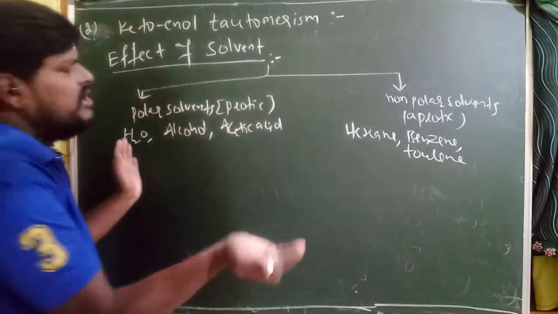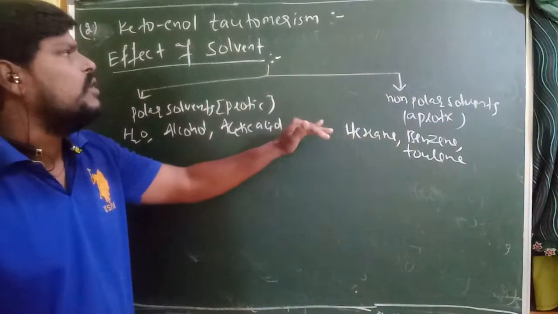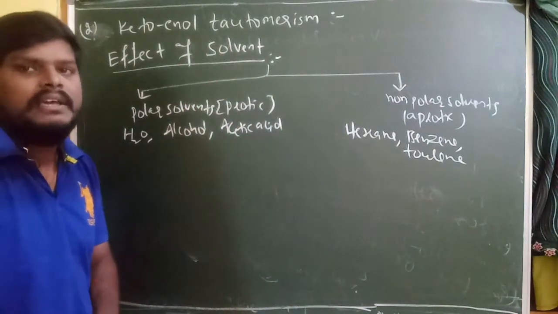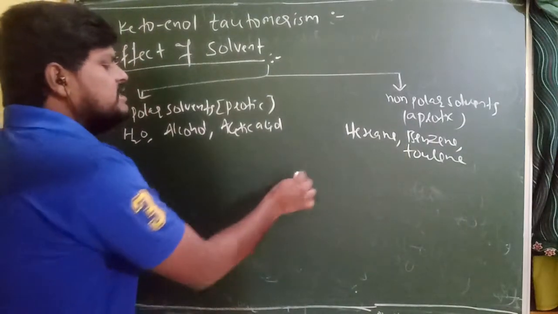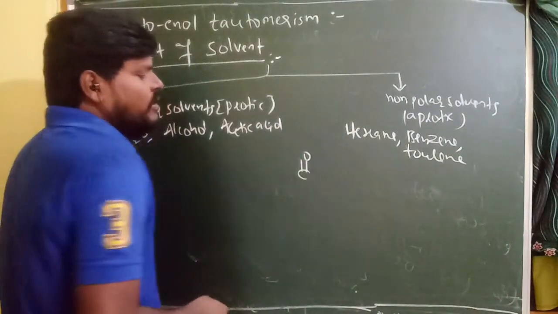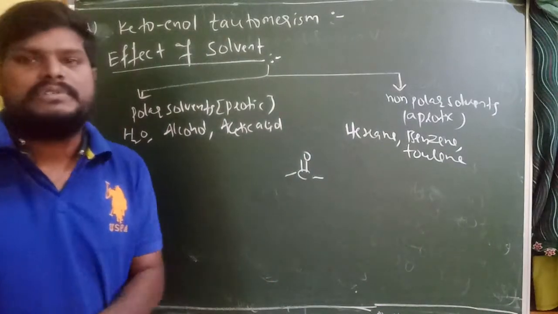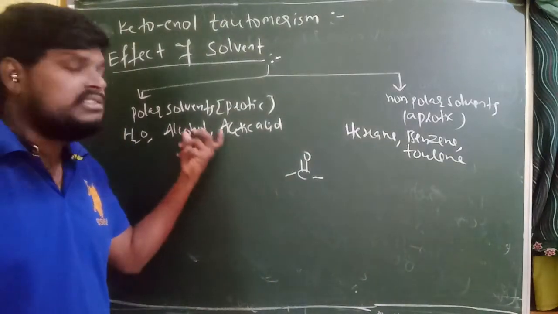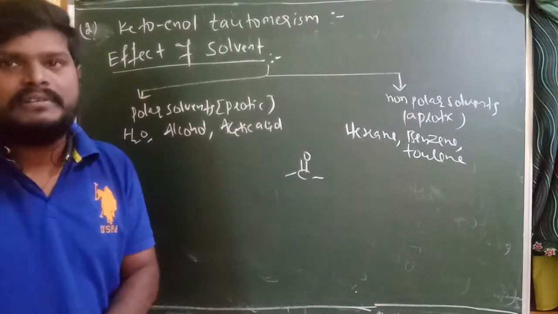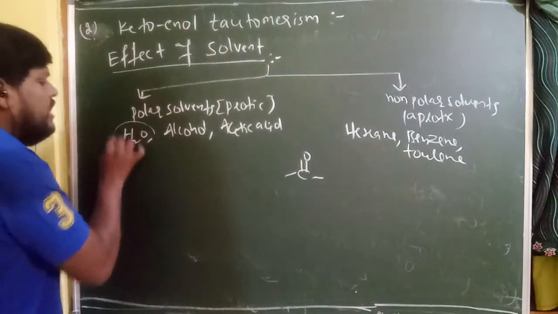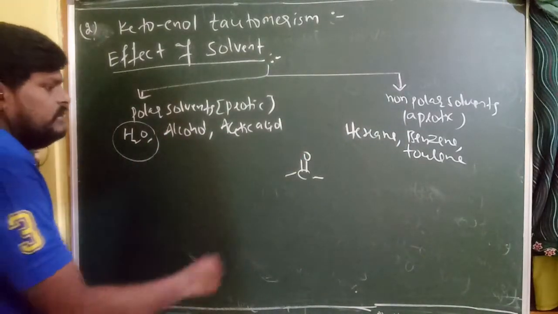So what is the relation of polar solvents and non-polar solvents to keto enol tautomerism? Yes. Keto enol tautomerism arises with a double bonded keto group. It is the keto group, right? Nothing but carbonyl compounds, right? When polar solvents meet carbonyl compounds, what happens? For example, I want to take one example. H2O is a better example, right?